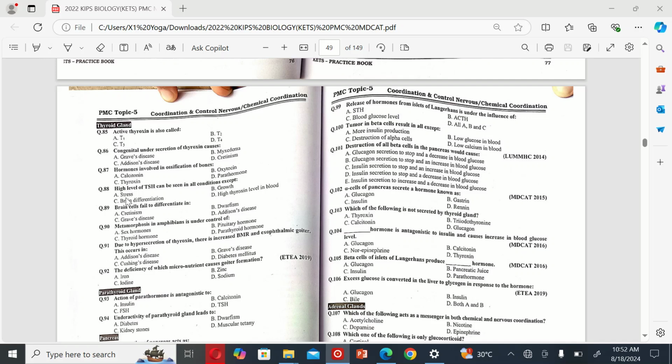The next MCQ is: high level of TSH can be seen in all conditions except A. Stress, B. Growth, C. Brain differentiation, and D. High thyroxine level in blood. So the correct option is D.